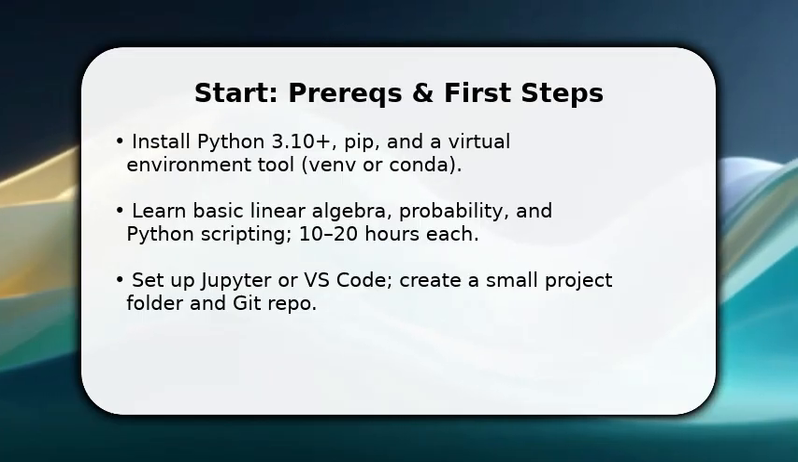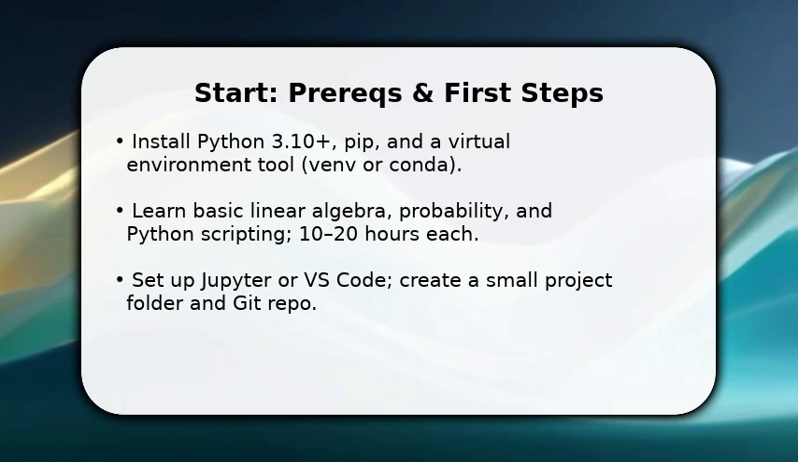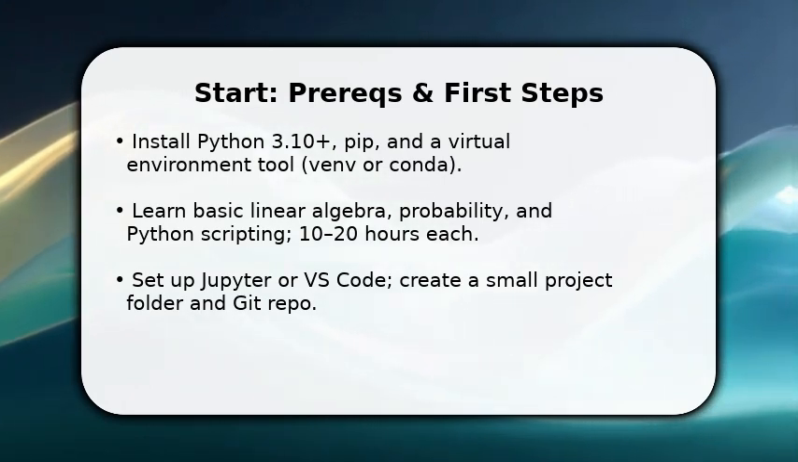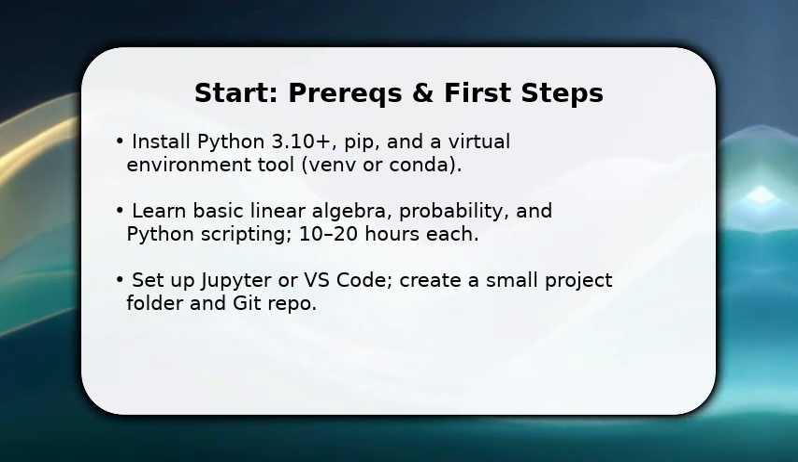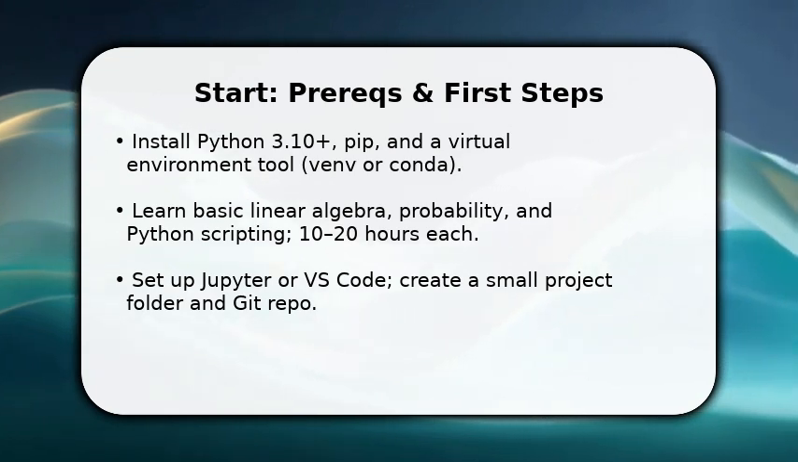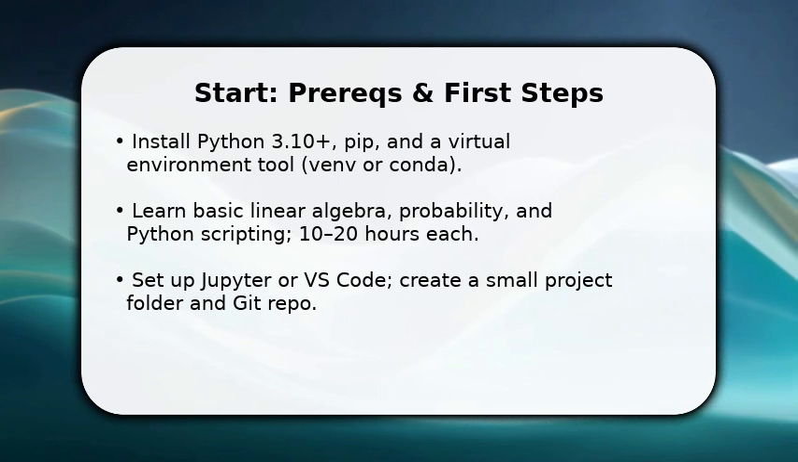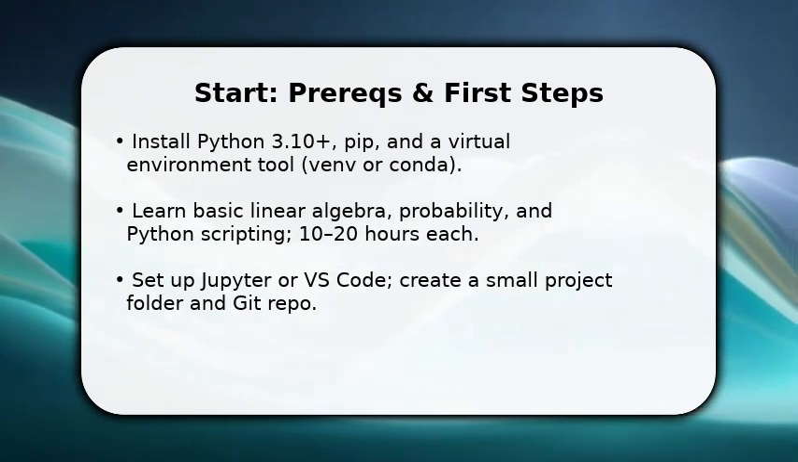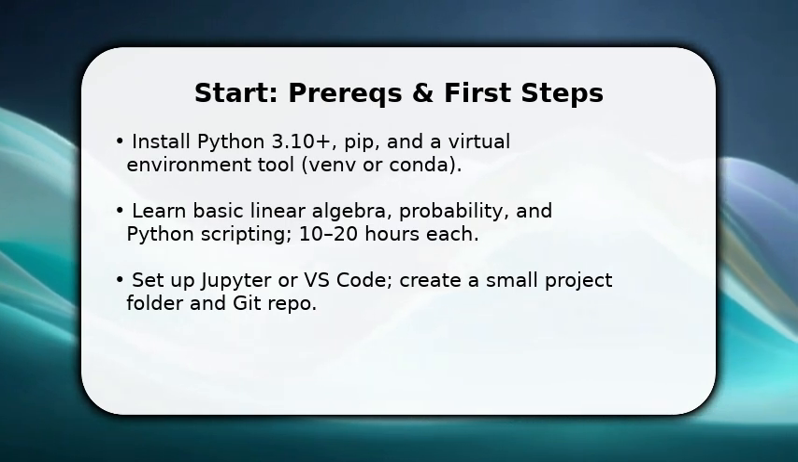You begin by validating prerequisites. Make sure Python 3.10 or newer is installed and create an isolated venv or conda environment. Next, allocate short daily sessions to review vectors, matrices, basic probability, and core Python constructs so you can read examples. Once done, install Jupyter and a code editor, scaffold a project folder, and initialize Git.